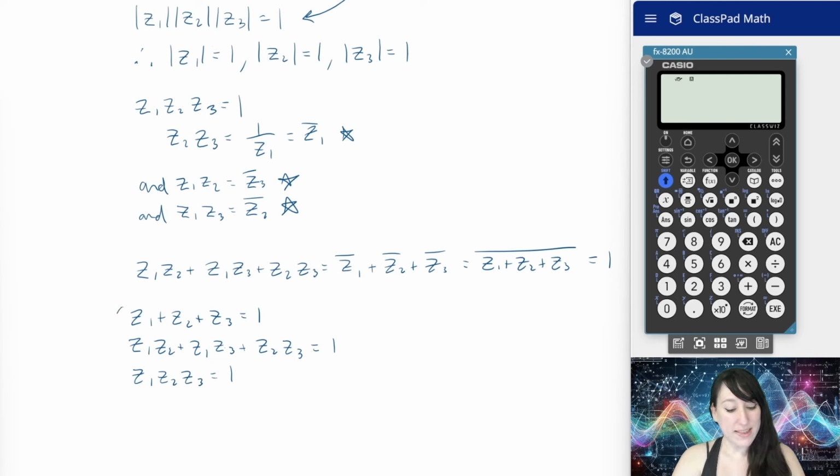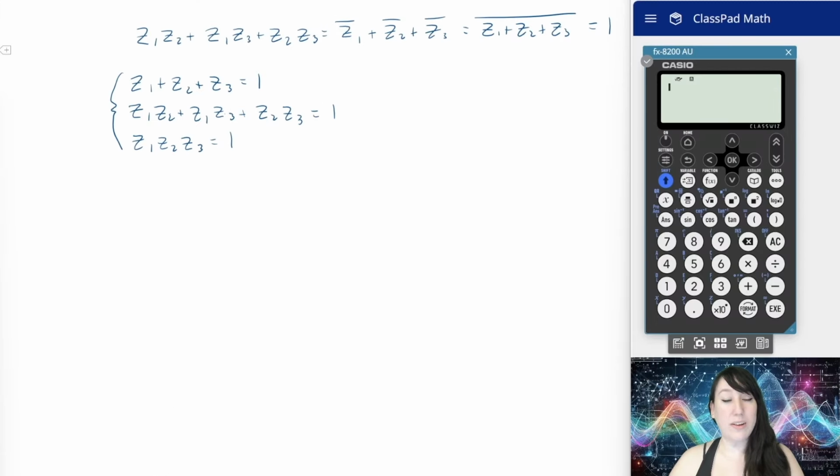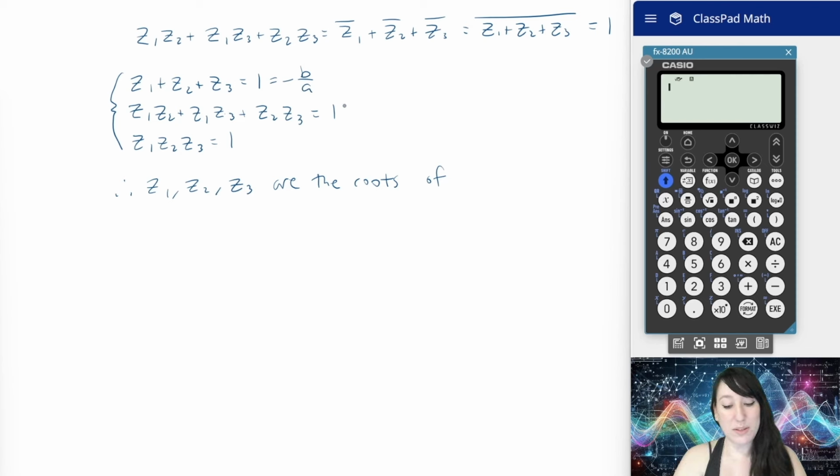Now, you may recognize these three facts from something we talk about in polynomials. They are sometimes known as Vieta's formulas. The three facts that we have now match with the three Vieta's formulas for cubic polynomials. And that means z1, z2, and z3 are the roots of that cubic polynomial. Now, let's make sure we put these coefficients in correctly. Remember that the sum of the three roots is equal to negative b over a. The sum of the products of the pairs is equal to c over a. And the product of the three roots is equal to negative d over a.